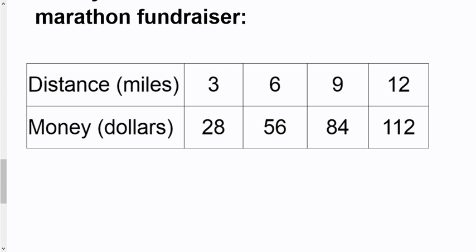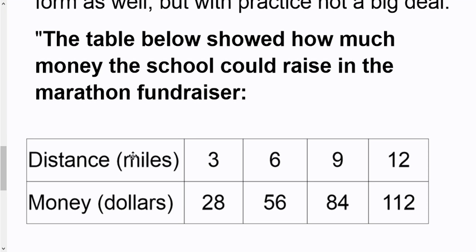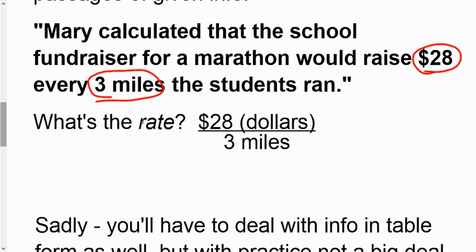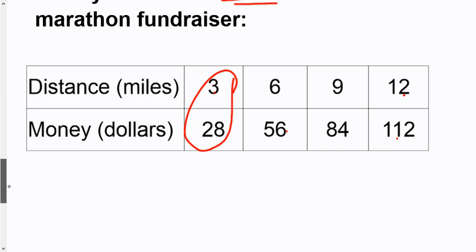The distance that the kids ran was 3 miles, 6 miles, 9 miles, 12 miles. And remember, it said could raise. So if they ran 12 miles, how much money could they get? Oh, $112. If they ran 6 miles, how much money could they get? Oh, $56. And oh, look at this. If they went 3 miles, they could get $28. Isn't that what we were looking at here? Yeah, it was.